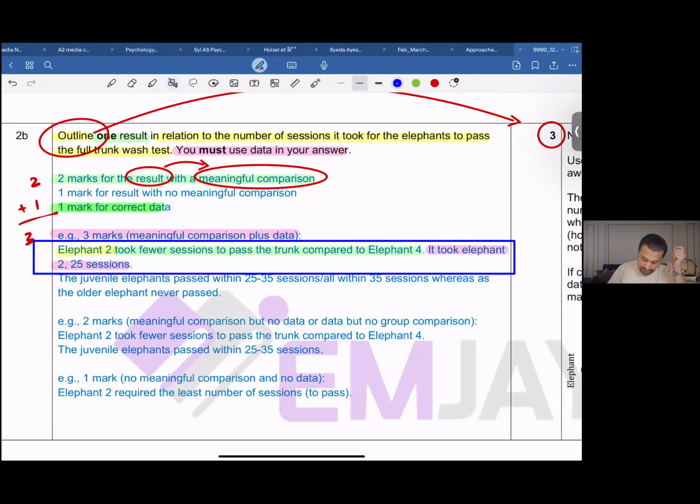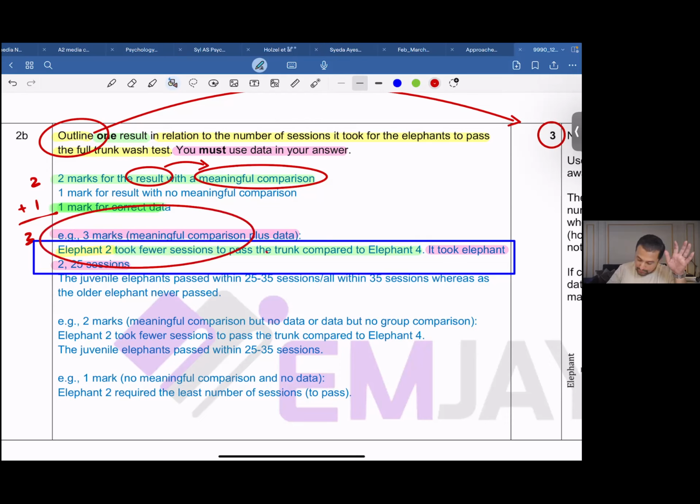Okay, so this one. Outline one result in relation to the number of sessions it took for the elephant to pass the full trunk wash test. You must use data in your answer. So elephant 2 took fewer sessions to pass the trunk compared to elephant 4. Now this over here, you've provided a result with meaningful comparison.